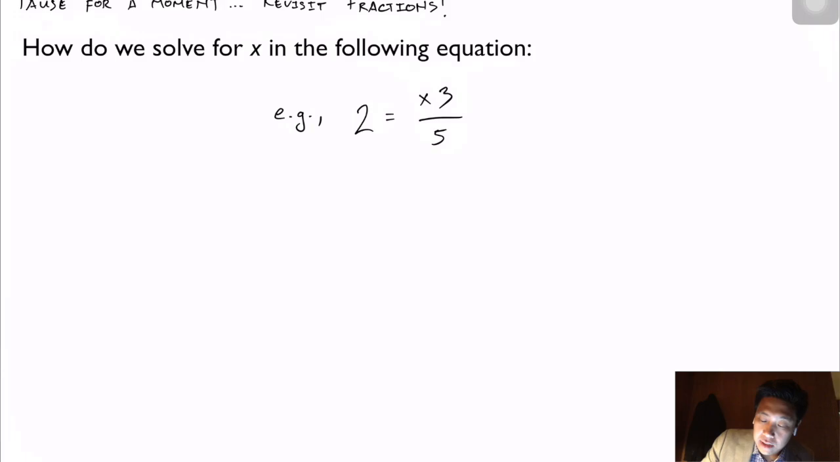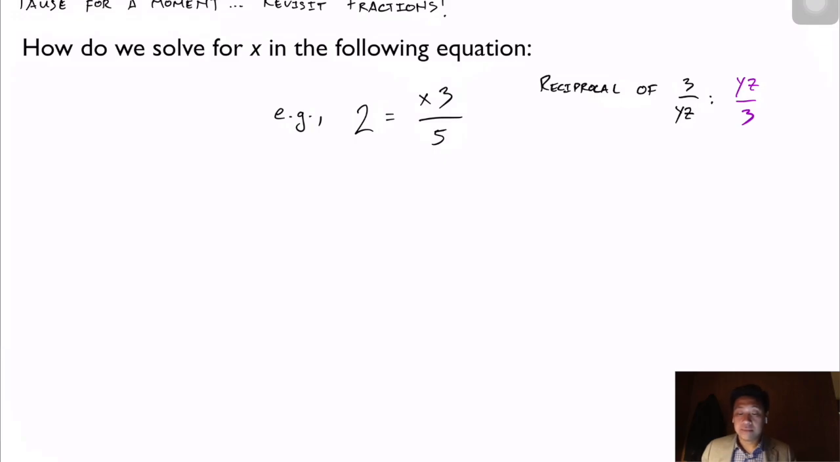So for example, the reciprocal of, let's say, 3 over yz would simply be the opposite, right? yz over 3. So you can see it's the entire opposite or inverse, not a proper inverse, but the numerator and denominator switch places, right?